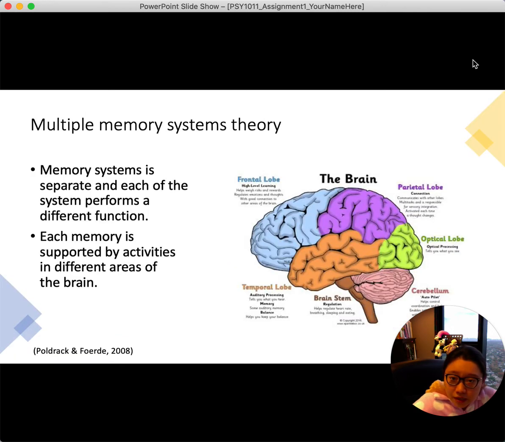The concept of multiple memory system theory, MMS, is perhaps one of the most successful ideas in cognitive neuroscience. This theory was first proposed by Hirsh. He points out that memory systems are separate and each system performs a different function. Also, the multiple memory systems theory highlights that each memory is supported by activities in different areas of the brain. However, no theory is perfect.